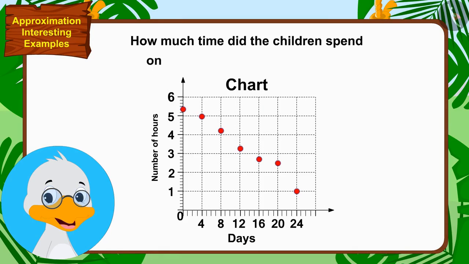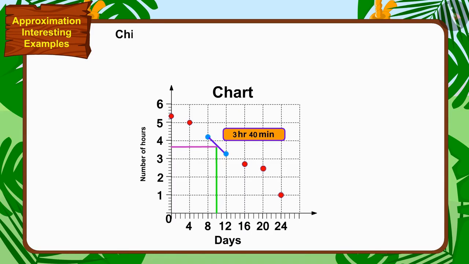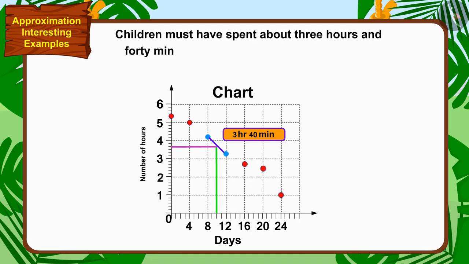Approximately how much time did the children spend on the 10th day on the phone? Can you find an answer to this question, children? In this way, we can find a solution by connecting the dots of the 8th and 12th days in a straight line. The vertical line on the 10th day is meeting this horizontal line at this dot, indicating about 3 hours and 40 minutes. So, the children must have spent about 3 hours and 40 minutes on the 10th day on the phone.